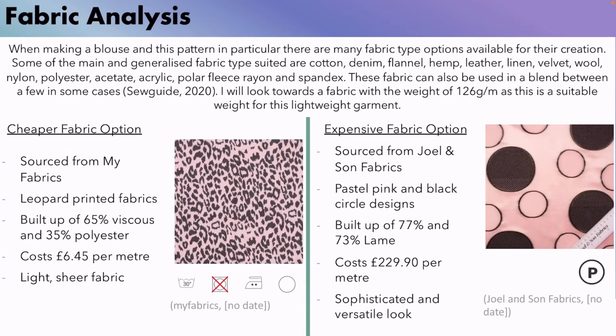The cheaper option for my fabric choices has been sourced from an online retailer called My Fabrics. This is a pink and black patterned fabric with the pattern of leopard spots. The animal printed fabric is made up of 65% viscose and 35% polyester, and costs £6.45 a metre. The care instructions necessitate that this fabric is washed at 30 degrees, is not tumble dried, is ironed at a medium temperature, and that this item can be dry cleaned. I believe that this fabric would work well for this blouse, as it is light, slightly sheer, and a delicate fabric.